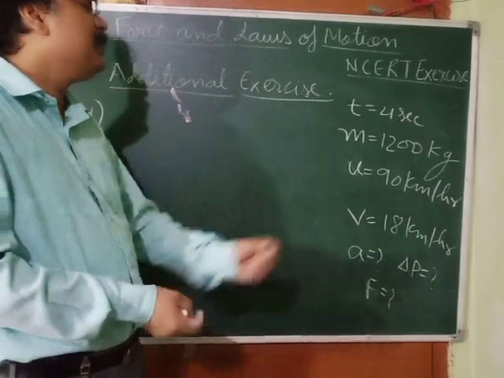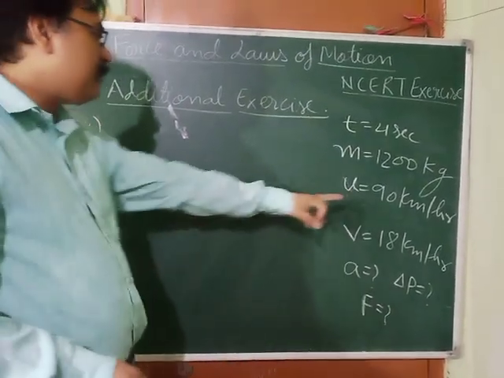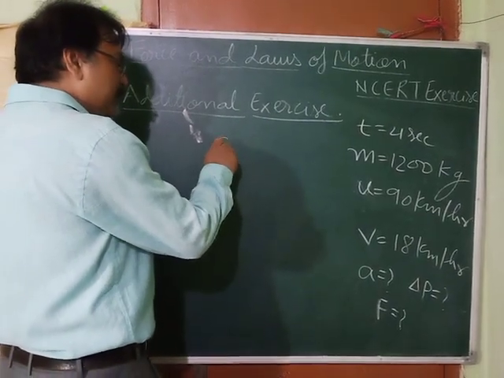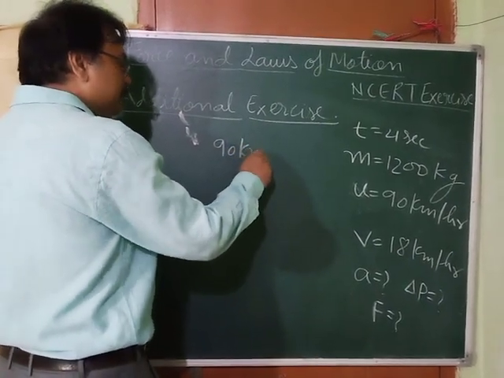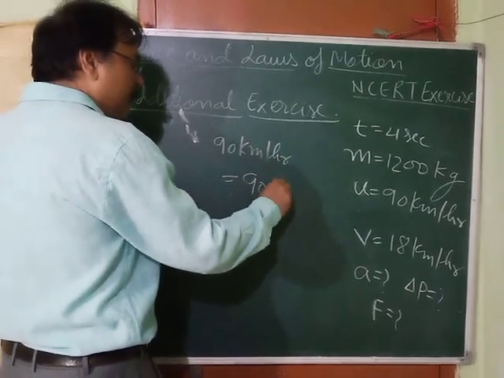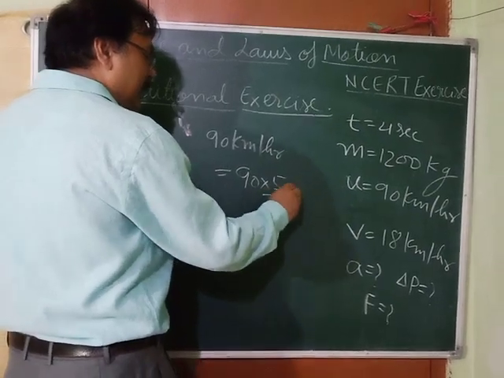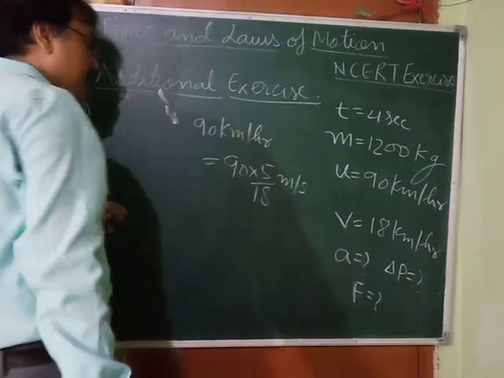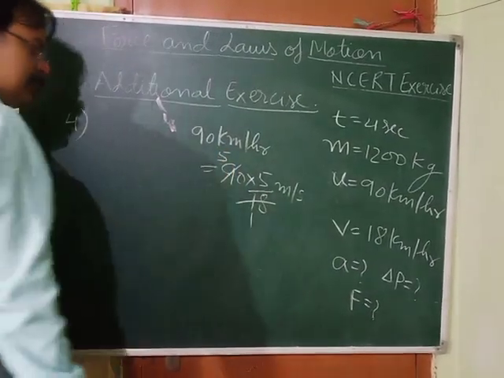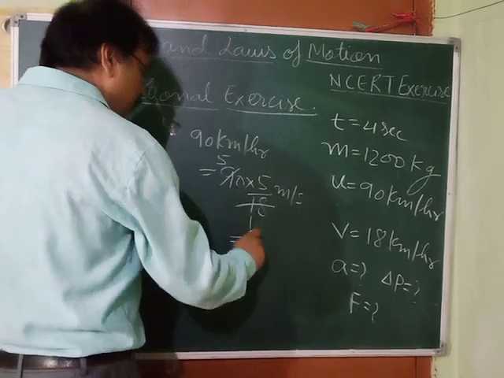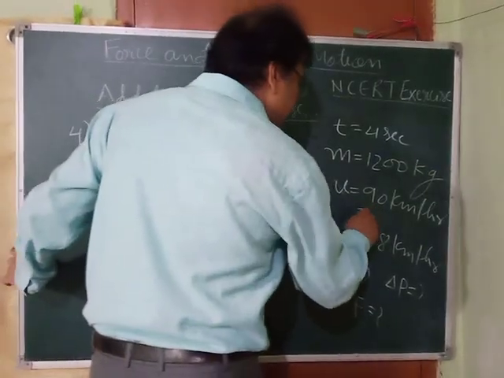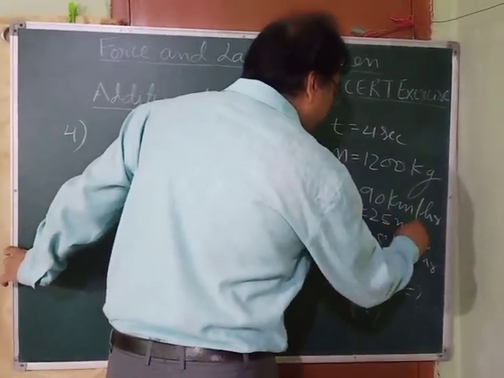So first of all, we have to convert this velocity into meter per second, that is the SI unit. So we know that 90 km per hour, we can write as 90 into 5 by 18 meter per second. Now, 18 fives are 90, so 5 fives are 25. So we get 25 meter per second. So here we can write it as 25 meter per second.